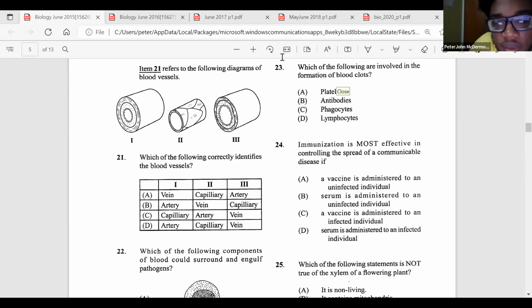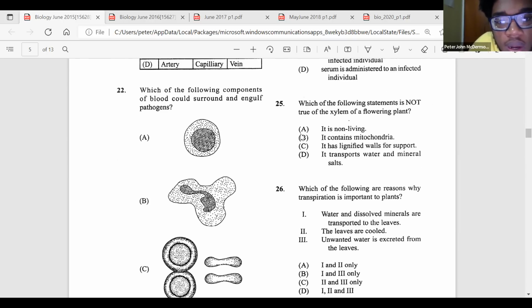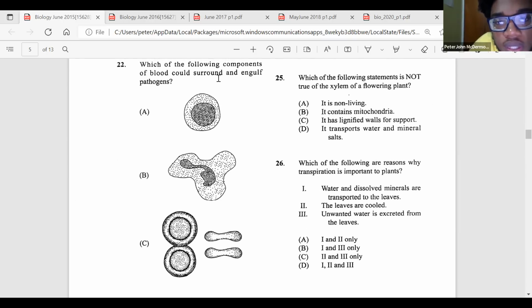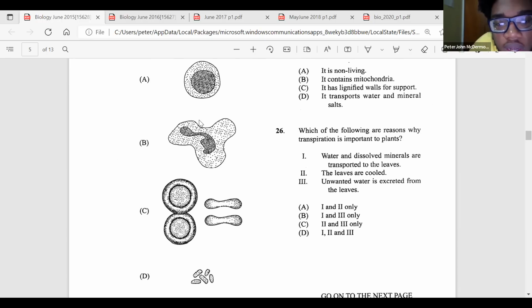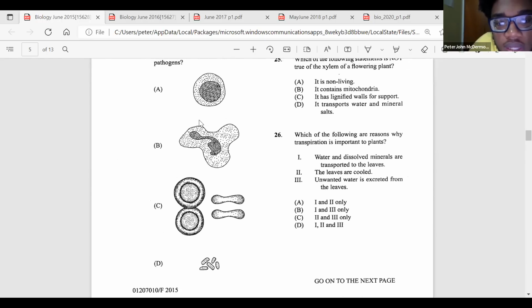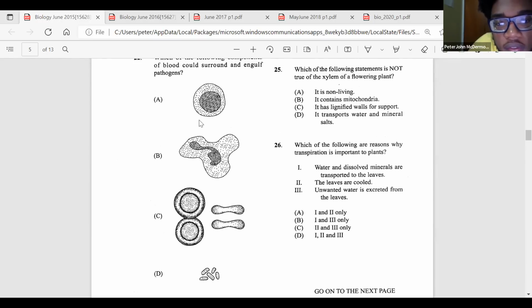You guys can just send it in the chat. Still D, good. All right, which of the following components of blood could surround and engulf pathogens? Let's give a little bit of time. You guys know these blood cells, by the way? Just tell me if you know what they are. B? Okay.